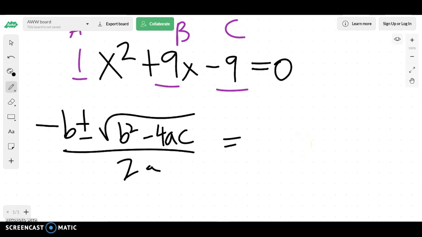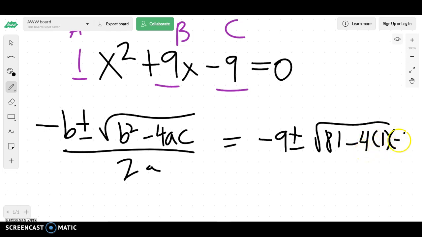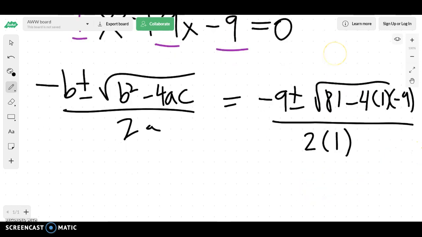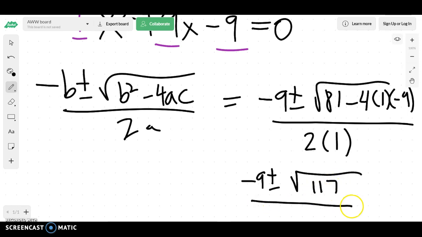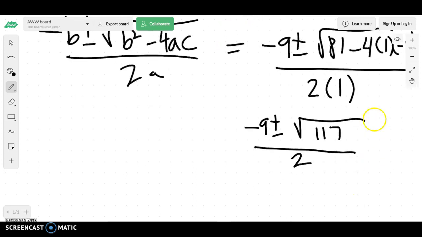So, in this case, we would have negative 9 plus or minus the square root of 81 minus 4ac, where a would be 1, and c would be negative 9, over 2 times 1. For this, you get negative 9 plus or minus the square root of, well, that'd be 81 plus 36, which adds up to be 117, over 2. And again, most times you'd want this to be your final answer.